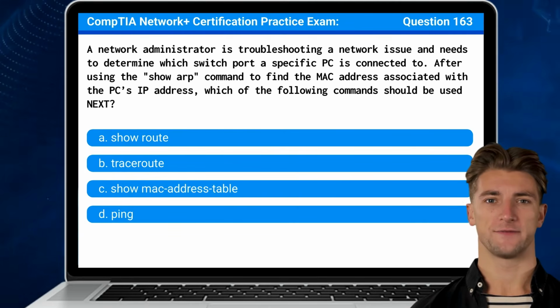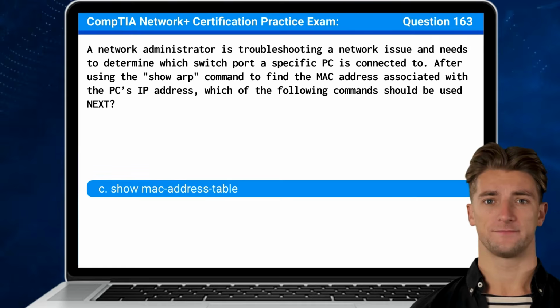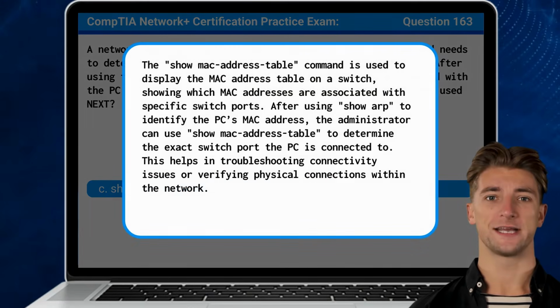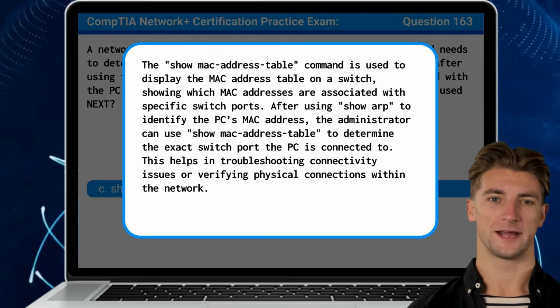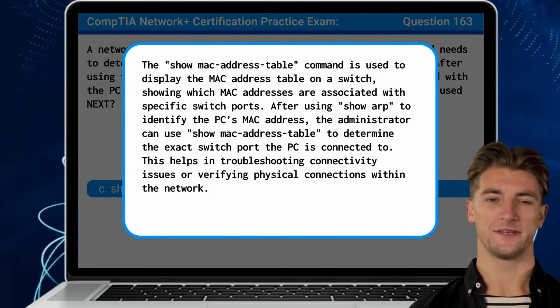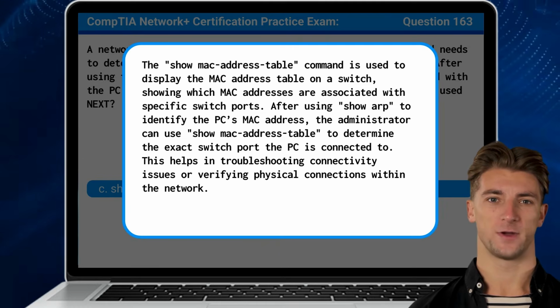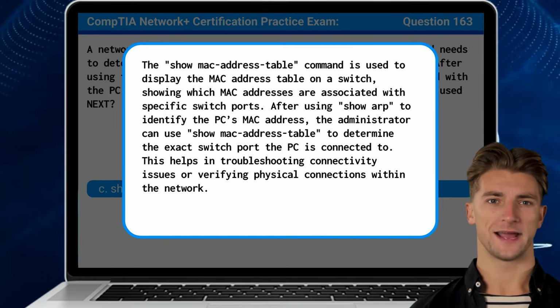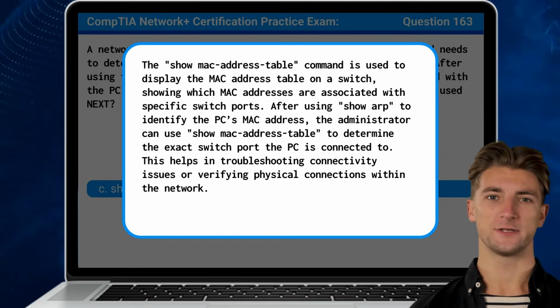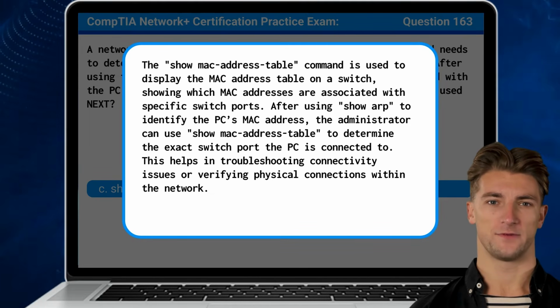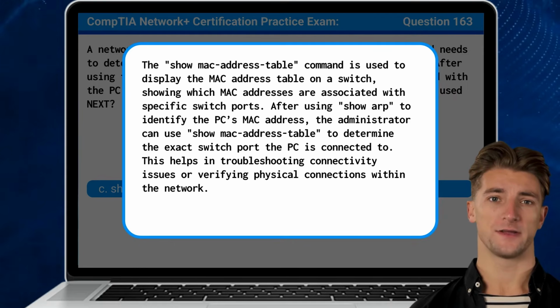The answer is C. Show MAC address table. The show MAC address table command is used to display the MAC address table on a switch, showing which MAC addresses are associated with specific switch ports. After using show arp to identify the PC's MAC address, the administrator can use show MAC address table to determine the exact switch port the PC is connected to. This helps in troubleshooting connectivity issues or verifying physical connections within the network.